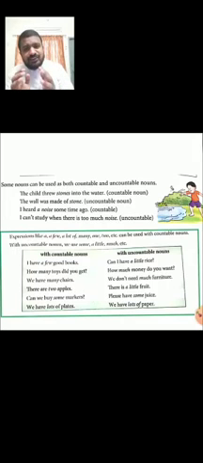Now we are going to see a few expressions that can be used with countable nouns, and another set of expressions that can be used with uncountable nouns. First, we shall see countable nouns. The expressions like a few, a lot of, many, one, two, etc. can be used with countable nouns. For example, I have a few good books. How many toys did you get? We have many chairs. There are two apples.